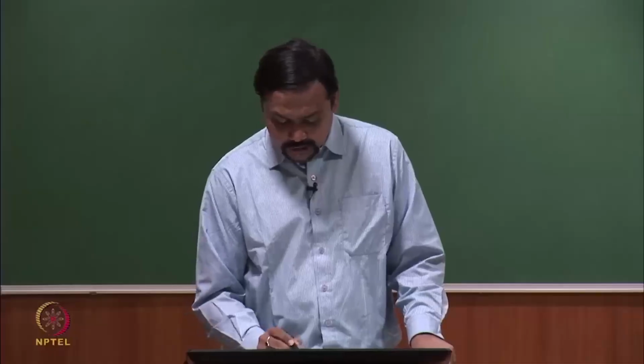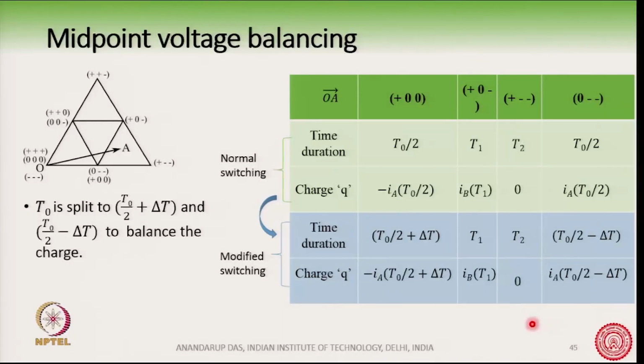So, how we do this is shown in this one. Here we see that T0 is split into T0 by 2 plus delta and T0 by 2 minus delta to balance the charge. Okay. So, what am I doing? You see here, earlier there was T0 by 2 here and T0 by 2 here. Now, I am saying that okay, let us make it T0 by 2 plus delta and make this one T0 by 2 minus delta. This will ensure that the total sum of times is equal to Ts as before. Okay. Only this degree of freedom we have utilized.